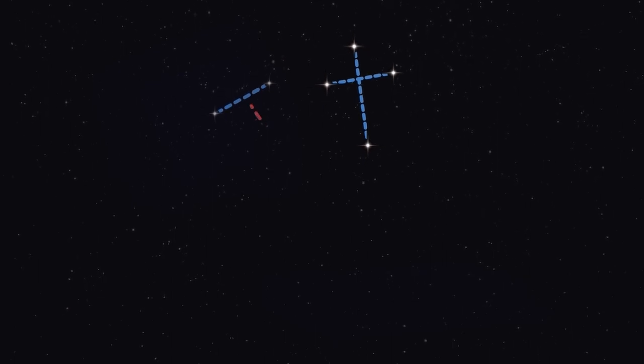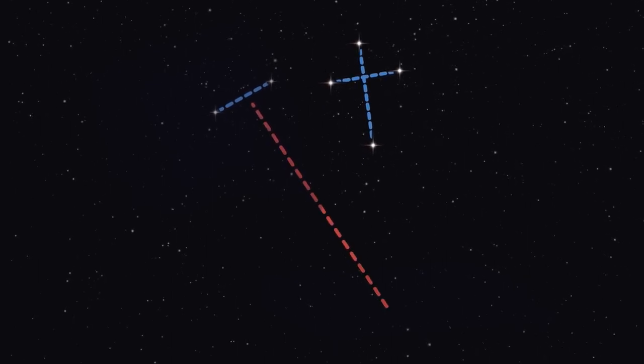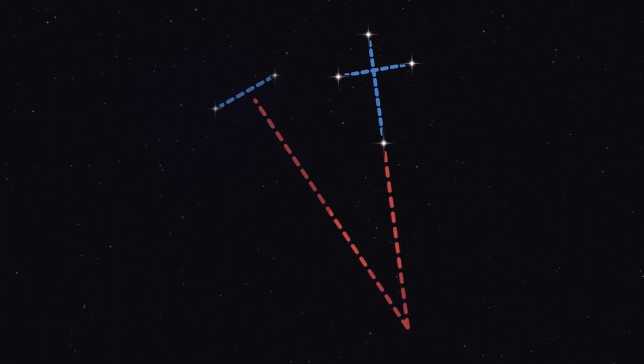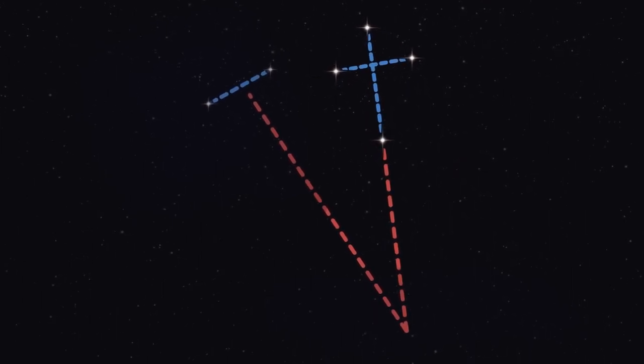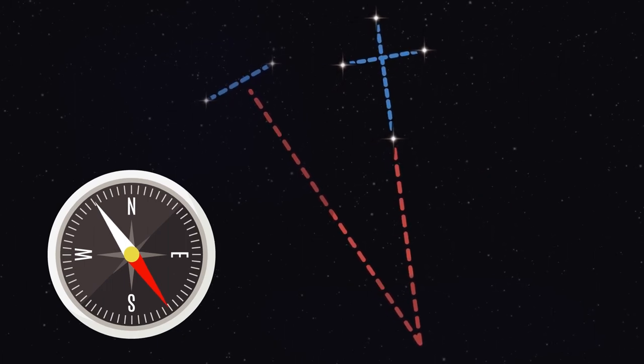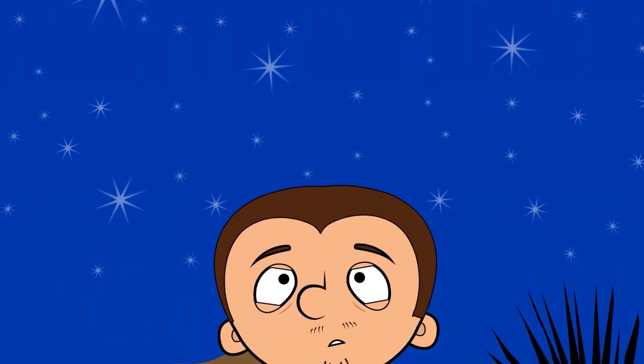a perpendicular line. Now find the vertical axis of the Southern Cross and extend it down. Find the point where these 2 lines cross. This is the direction to the South Pole, so you should go there. We know now where to go, so let's go.